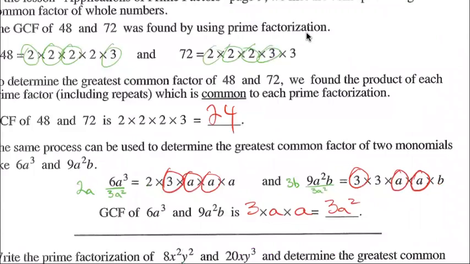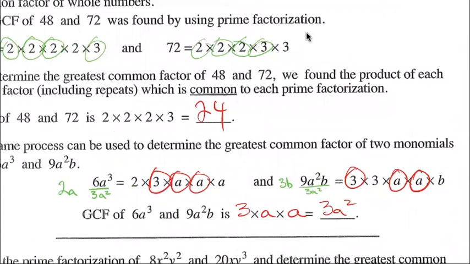We can also do the same process, prime factorization, with a term that contains variables. So for example, 6a cubed, I'll use my highlighter here, prime factorizes into 2 times 3 times a times a times a. 9a squared b factors into 3 times 3 times a times a times b. And then our greatest common factor are the parts that are the same, which is 3 times a squared, or 3a squared.